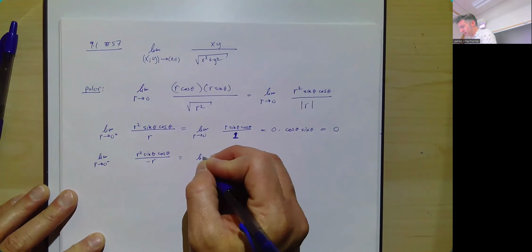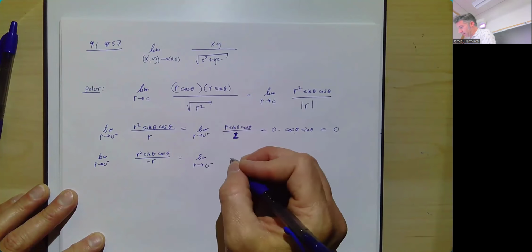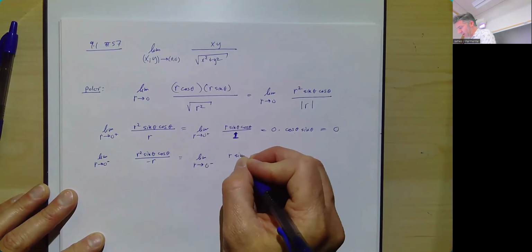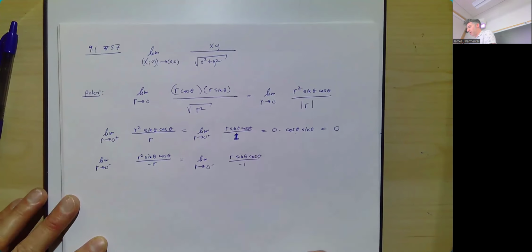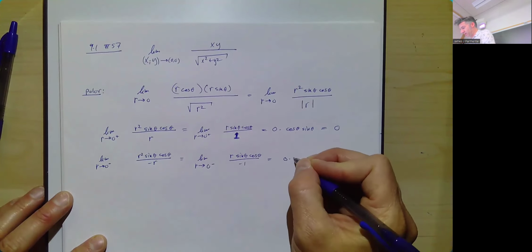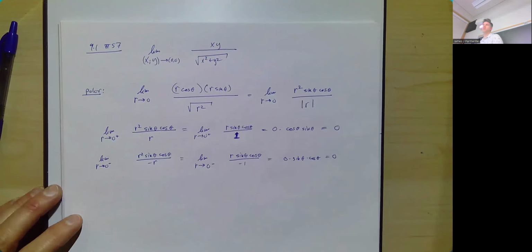That reduces down to the limit as r goes to 0 from the left of r times sine of theta times cosine of theta over -1. And then we just get 0 times sine of theta times cosine of theta, which is equal to 0.